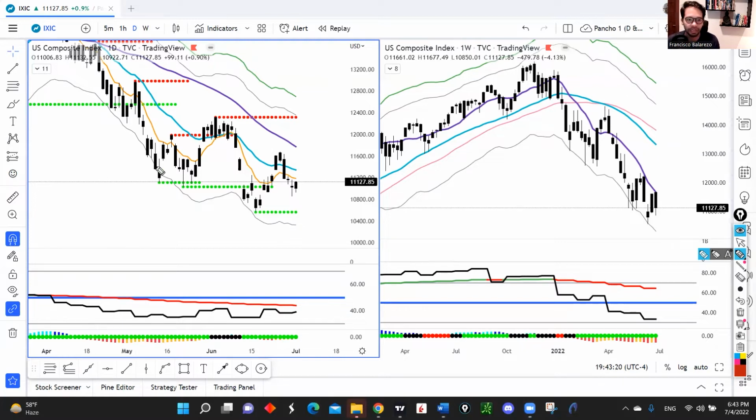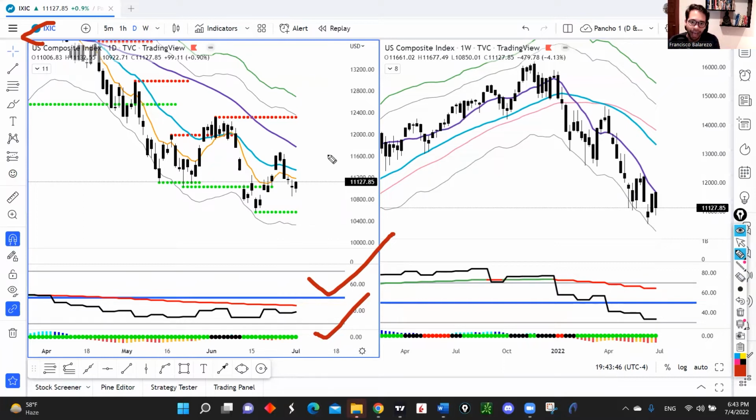So let's start here. I have the Nasdaq Composite in my charts. This is the IXIC. I'm using TradingView for this video. And you can see right here, for anyone who's new to the channel, I use two main indicators. The indicator right here in the middle is the trend oscillator developed by Sam Shames. And then down here, I have the TTM squeeze developed by John Carter.